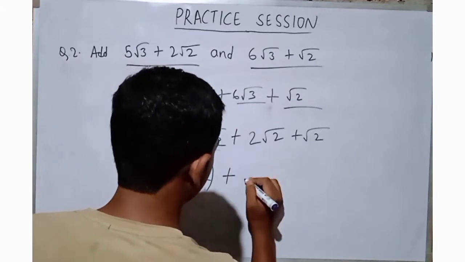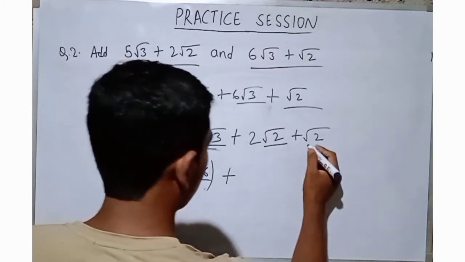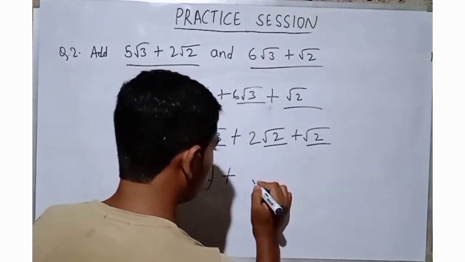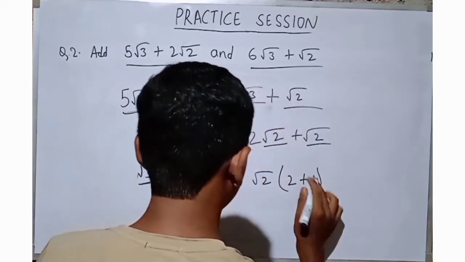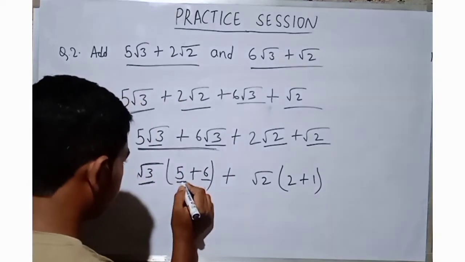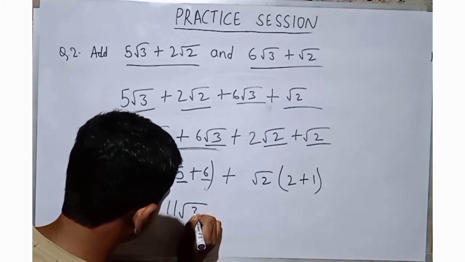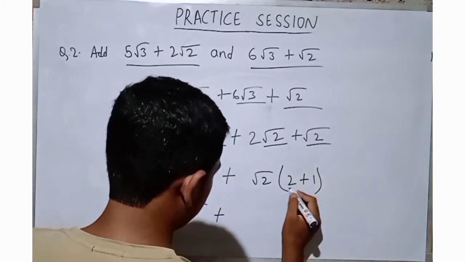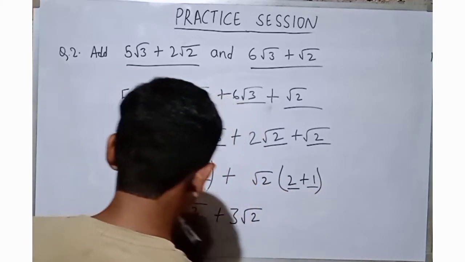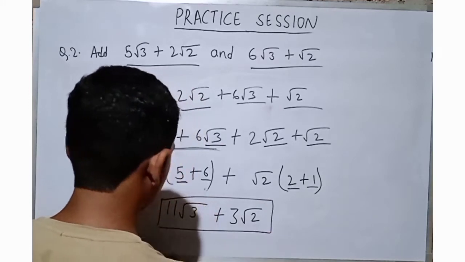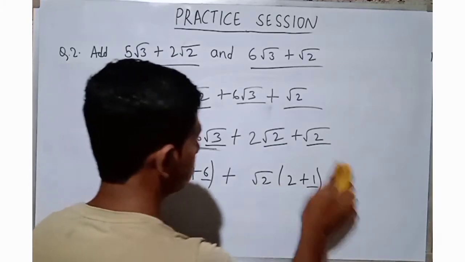Again, we will do the same thing here. First take root 2 common from both terms, so it will be 2 plus 1. Root 2 into 1 will be root 2. So it will be 5 plus 6 is 11 into root 3. It will be 11 root 3 plus, 2 plus 1 will be 3 into root 2, so it will be 3 root 2. So this is your answer in the simplest form. Now let's move on. It's a very easy question, you should do it fast.